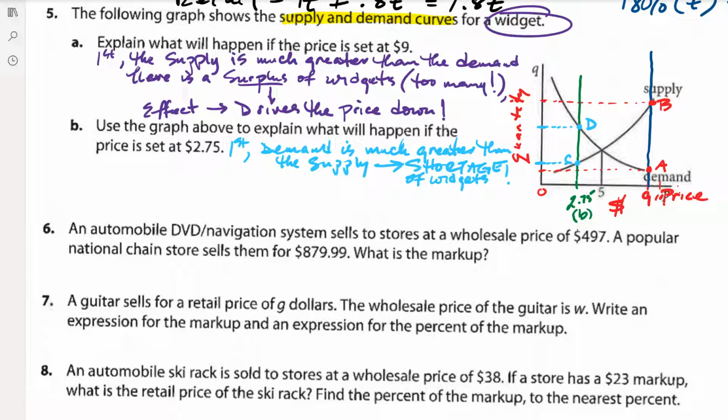Okay, so in this case, what's going to happen? There's not enough supply or inventory to meet the demand. So that's the second thing. I'm just going to make note of these things. There is not enough inventory, because, again, the supply is less than demand. So that means there's not enough inventory to meet the demand.